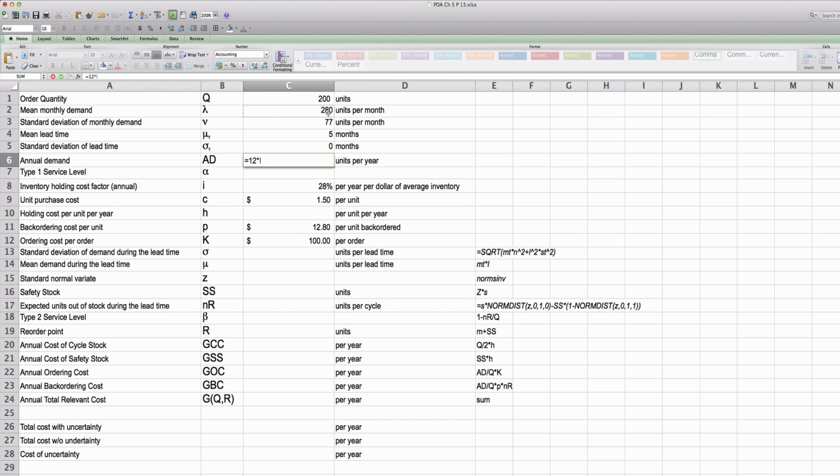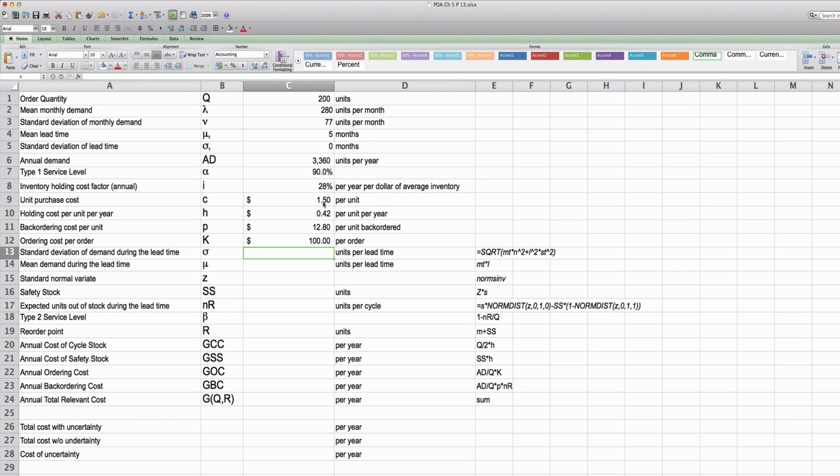Now, as for the type 1 service level alpha, again, I will start out by putting some placeholder value. For right now, let's say 90%. Again, it doesn't matter what we really put here. I will explain later why. I'm just putting in some random number here. Now I will also calculate the holding cost, which is, of course, as always, I times C. So in this case, my holding cost per unit per year is 42 cents. So I have the backorder cost. I have the order placement cost.